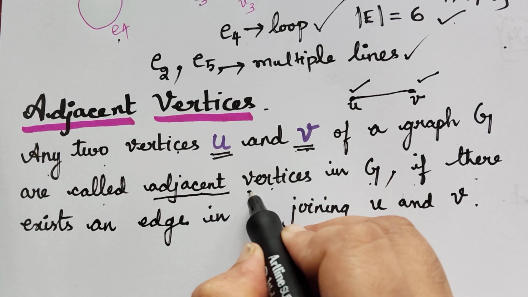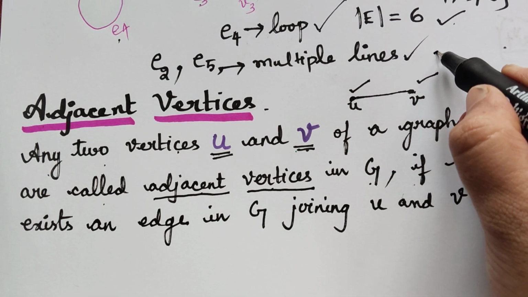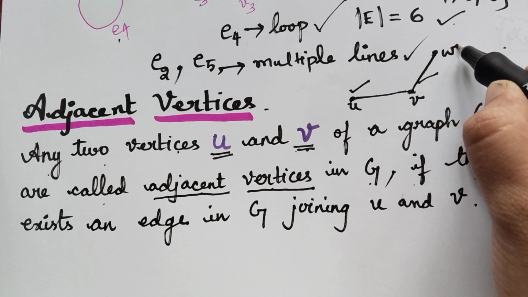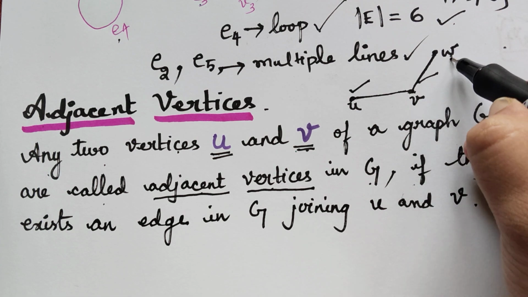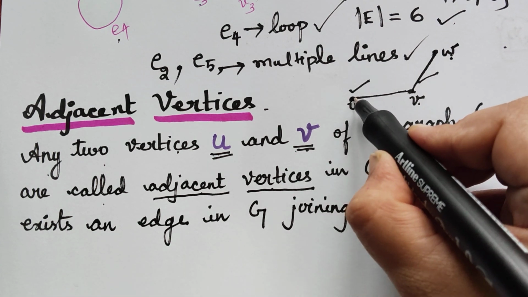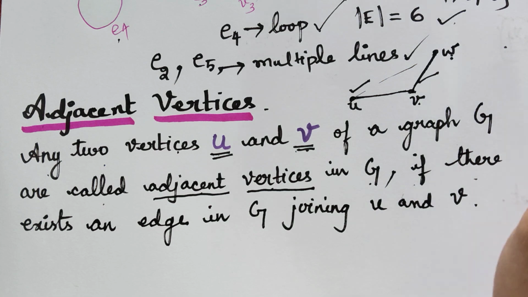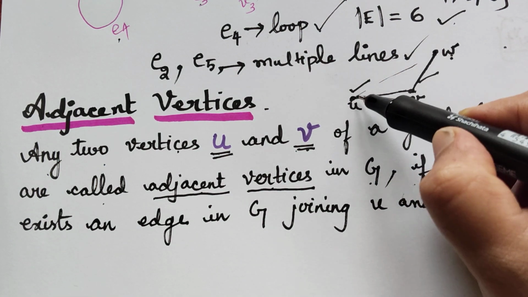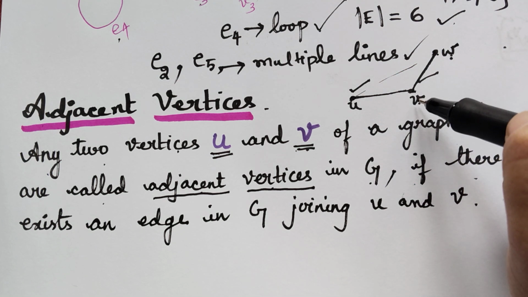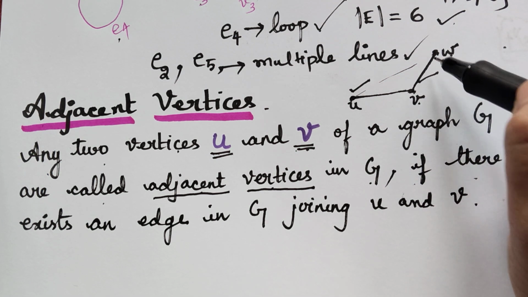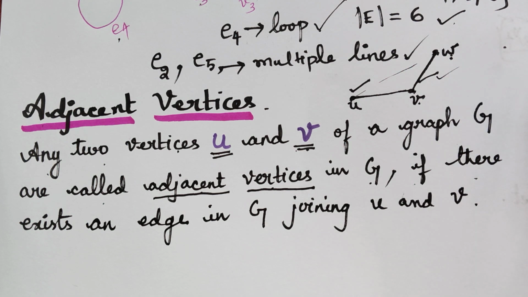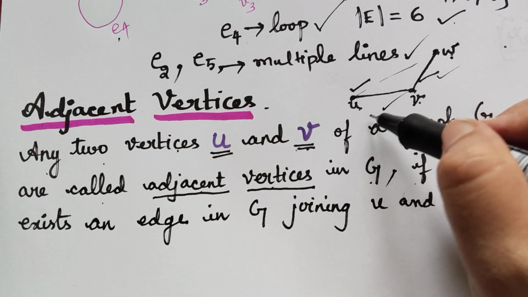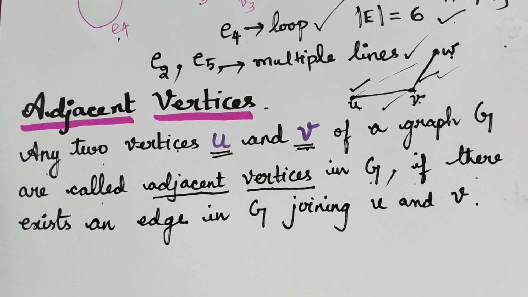So they are adjacent vertices. Now suppose we have another point where we have the line between v and w, for example. Now v and w are adjacent vertices, but there is no edge between u and w. So there is no edge actually. So these two are non-adjacent vertices because there is not an edge between these two vertices. Whereas there is an edge between v and w, which implies that v and w are adjacent to one another. And in a similar way, u and v are also adjacent to one another. So this is the concept of adjacent vertices.